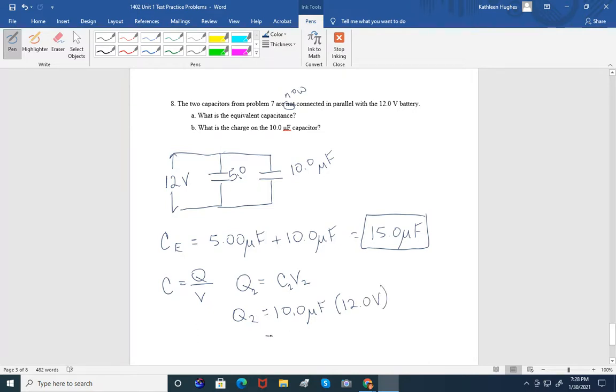10 times 12 is 120. Still have that microcoulombs. Notice it holds a whole lot more charge than they did when they were wired in series. In series, that capacitor only had 40 microcoulombs of charge, but in parallel, it can have 120 microcoulombs of charge. You're always going to store more charge and therefore store more energy if your capacitors are in parallel. Okay, I hope those problems help clarify some things, and I hope they help you be successful on the test.